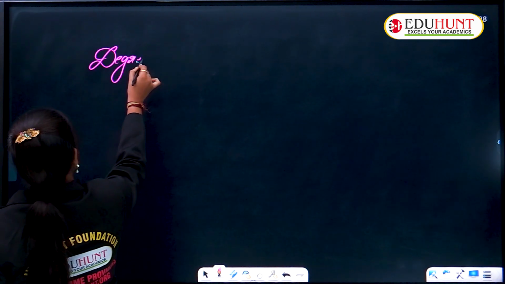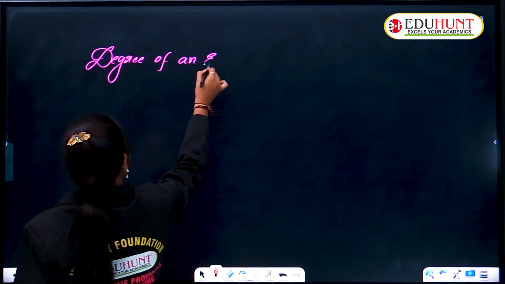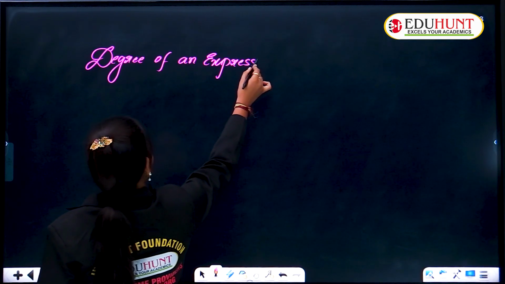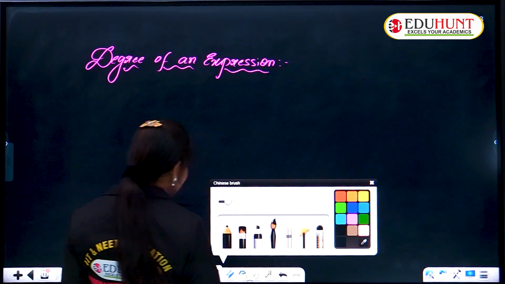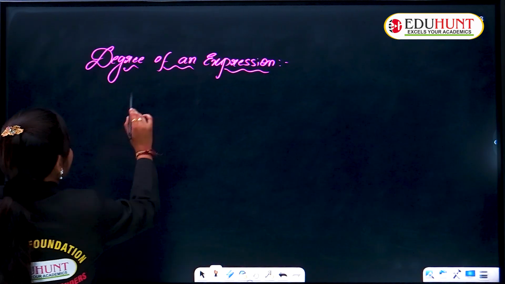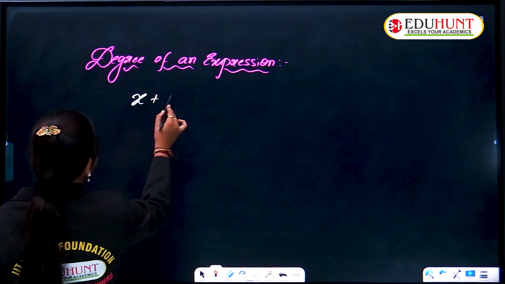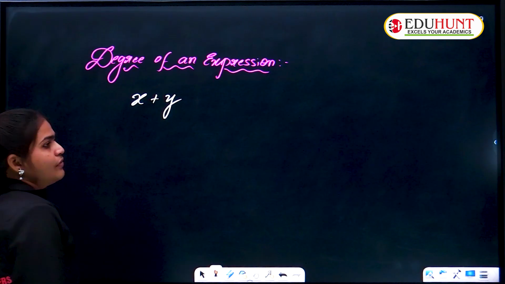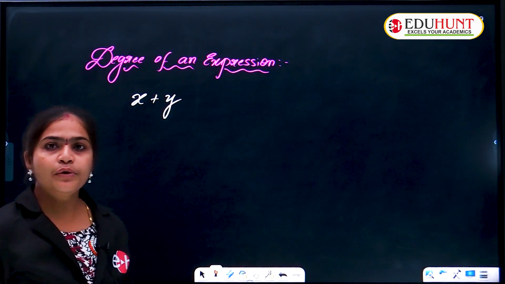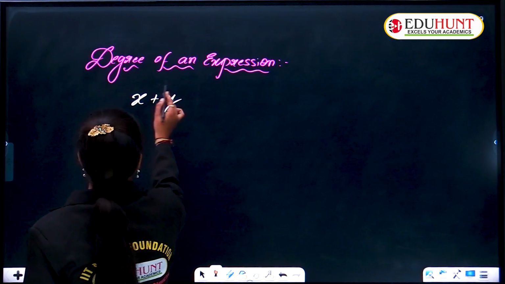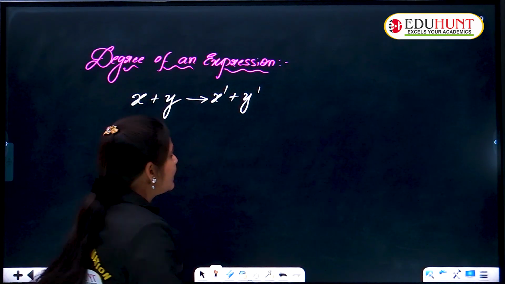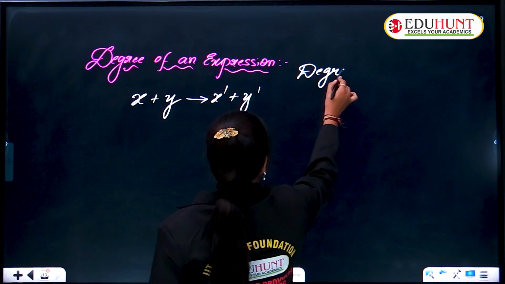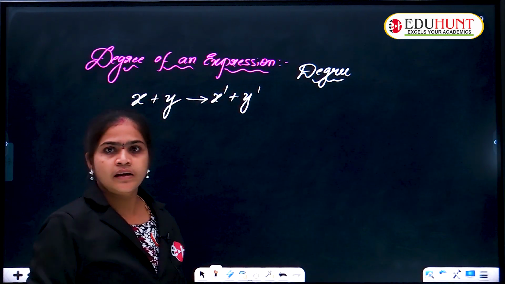What about the degree of an expression here? Degree of an expression. So a single term is also considered as an expression, right? And in the same way x plus y. For example, x plus y is there. Now here, what is the degree here? x plus y means x power 1 plus y power 1. Understood? Then here, what is the degree here? Degree is the highest power.